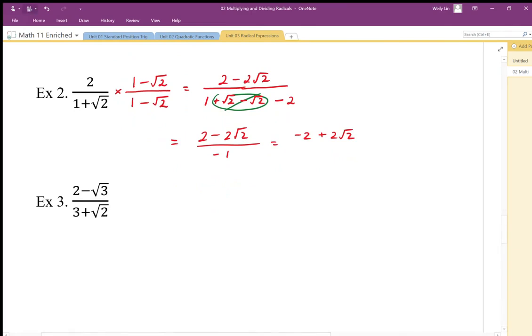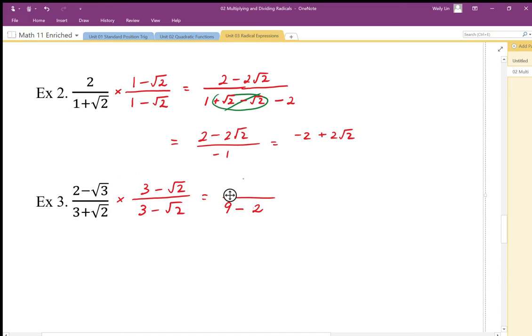So we'll use the same strategy here. We're going to multiply the bottom by 3 minus root 2. There's my conjugate. I have to do the exact same on the top to make sure that I don't change the original fraction. I'm going to skip a step here because I know that when I multiply out the denominator with a conjugate, I end up with 3 squared minus root 2 squared, which is 7. Then I can multiply at the top.